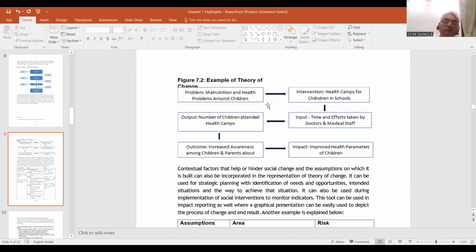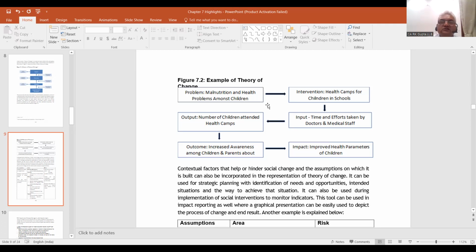And then outcome. So there is a difference between output and outcome. So outcome is the increased awareness among children and parents about this, and improved health parameters of children. This is the impact. So output is something which is measurable, and impact is more of a general nature, which is of a qualitative nature. Output is of a quantitative nature.